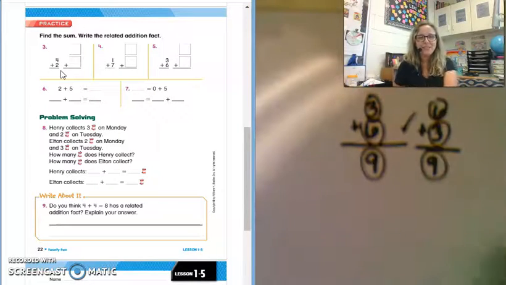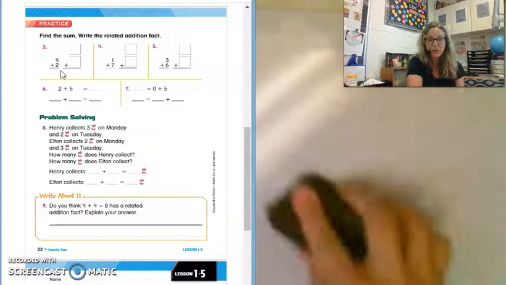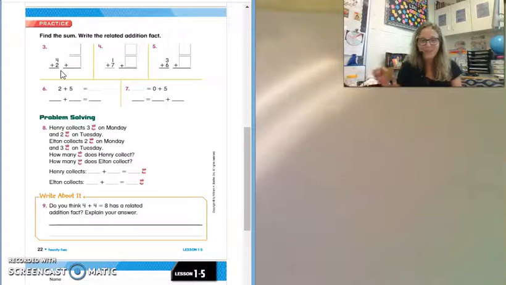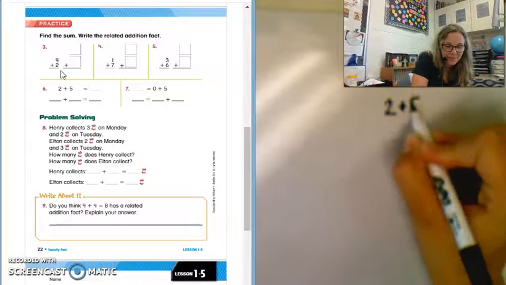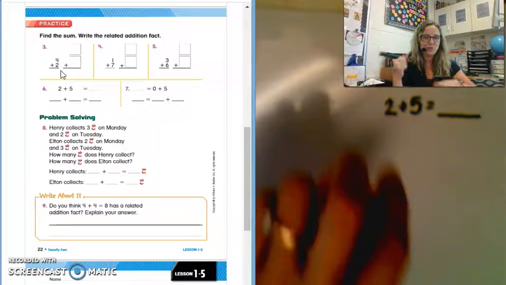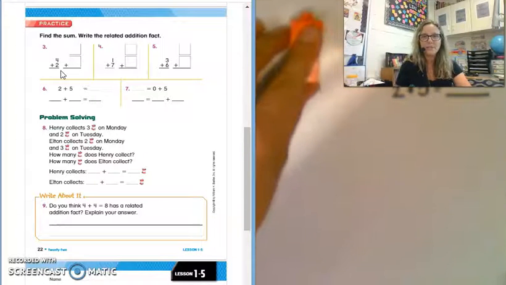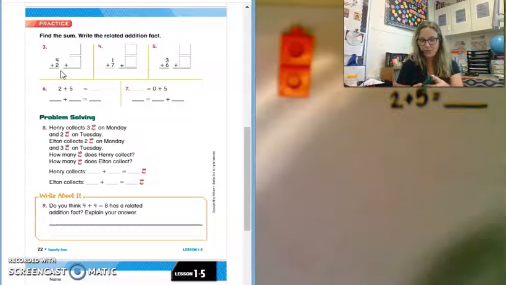All right, let's do a couple more here. We'll do 6, 7, and 8, and then we'll move on to the second video where your friends will be back with us, okay? All right, so we have 2 plus 5 equals some number. So we'll start with 2 orange here. Oh boy, 2 orange and 5 green. 1, 2, 3, 4, 5.